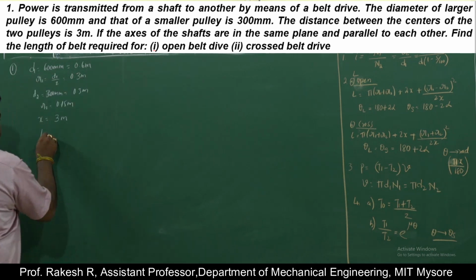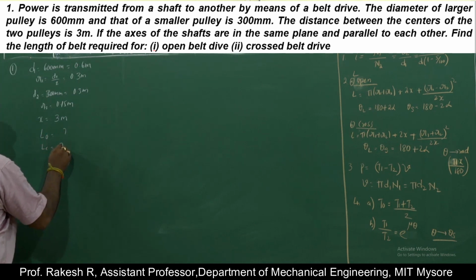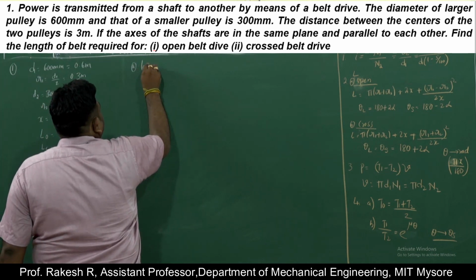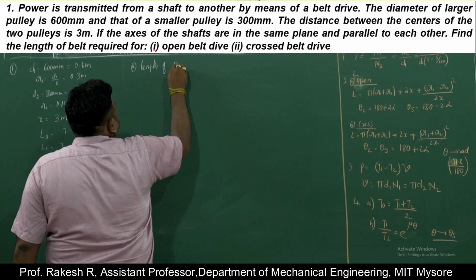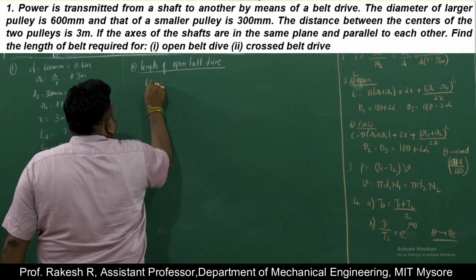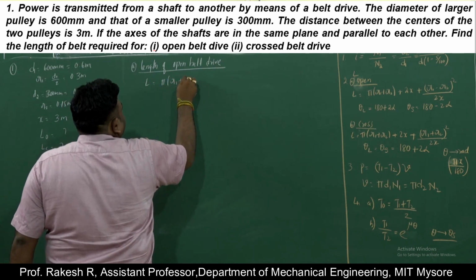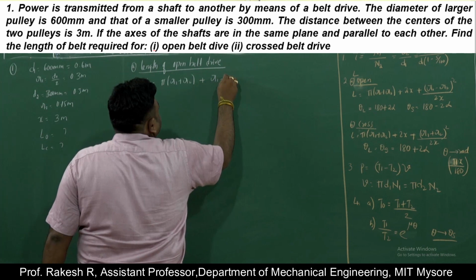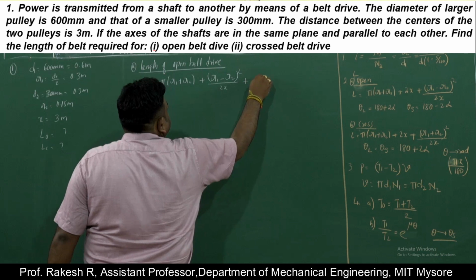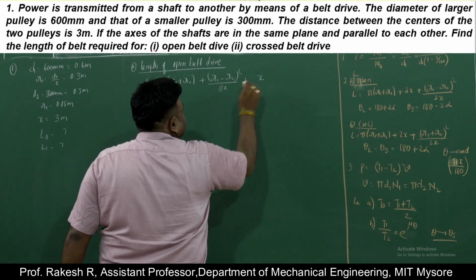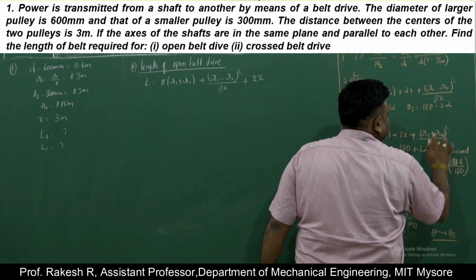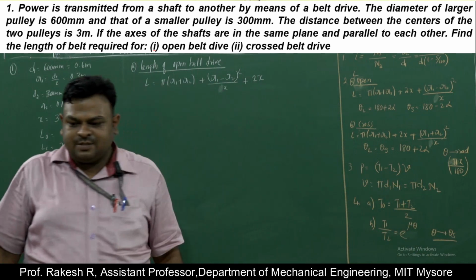So you have to consider the length of open belt drive and the length of cross belt drive. That's the whole problem. Directly I will be using the formula, I need to calculate the length of open belt drive. So L is nothing but pi into (R1 plus R2) plus (R1 minus R2) whole square by 2x plus 2x. So the 2 will cancel.